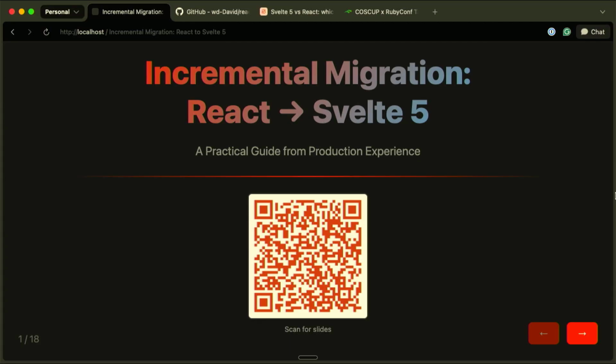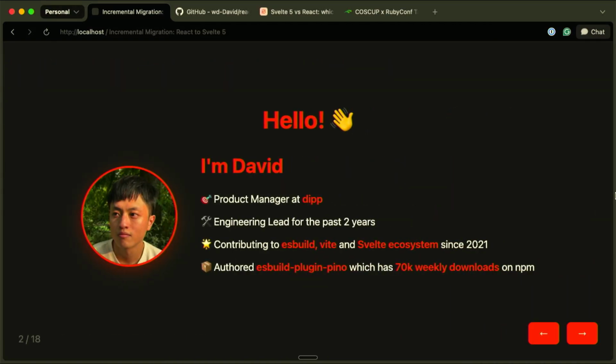So the title: Incremental Migration from React to Svelte. It's our experience. We used almost 1.5 years to migrate from React to Svelte. So I think it's a great chance to share our story. If you're interested, you can scan the slides. So I hope you have a pleasant mobile experience swiping slides. Yeah, let's get started.